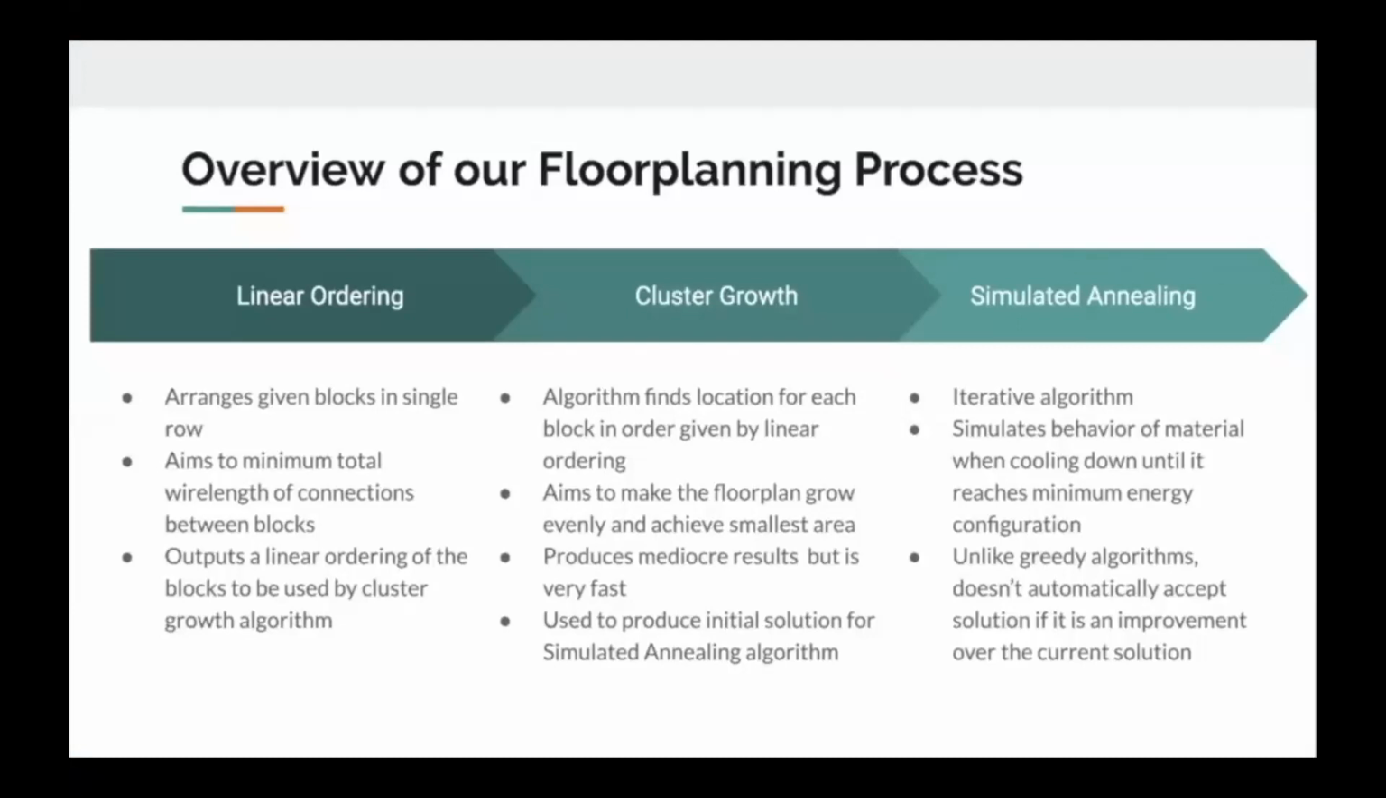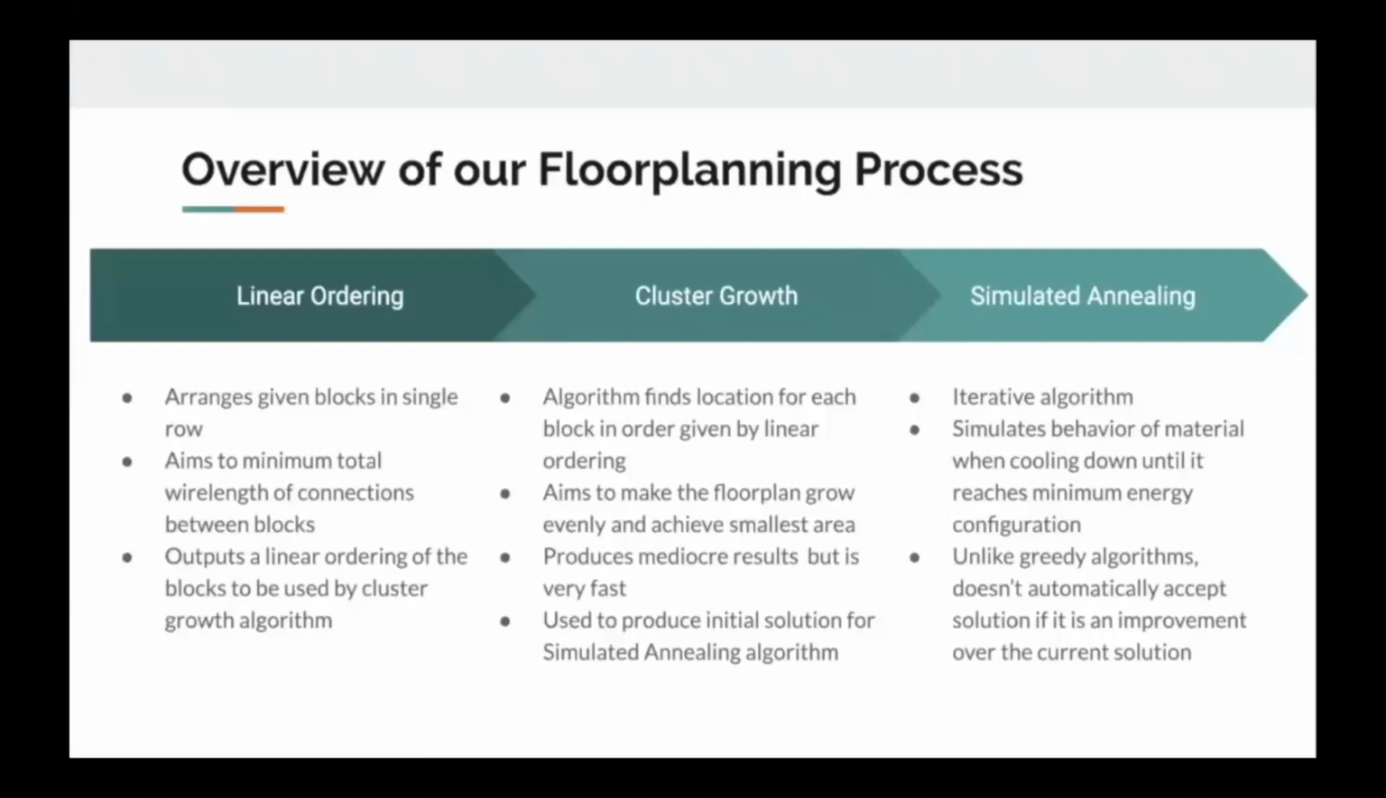The linear ordering algorithm aims to minimize wire length. So how do we do that? It tries to arrange the blocks in a single row such that the wire length is minimal. After this, it outputs this linear order to the cluster growth algorithm. The cluster growth algorithm aims to minimize the area. So it places the blocks one by one in the same order specified by the linear ordering algorithm, so that it tries to make it grow evenly and achieve the smallest area possible.